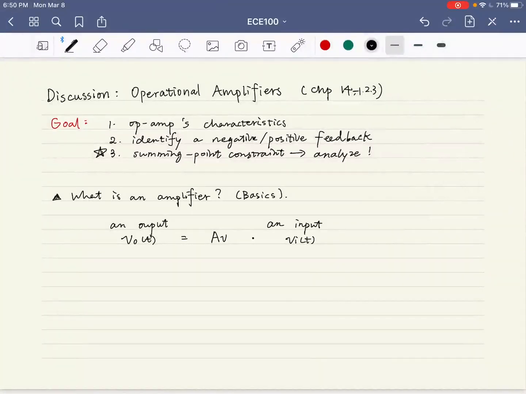Hello, everyone. Welcome to discussion in week 10. Today's topic is operational amplifiers, which corresponds to chapter 14.